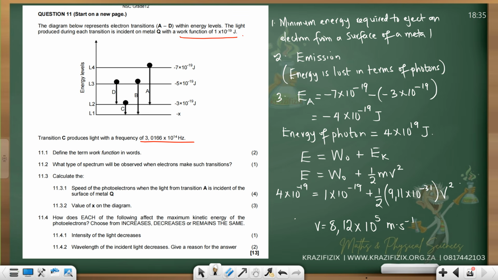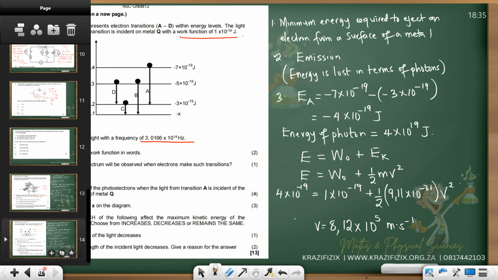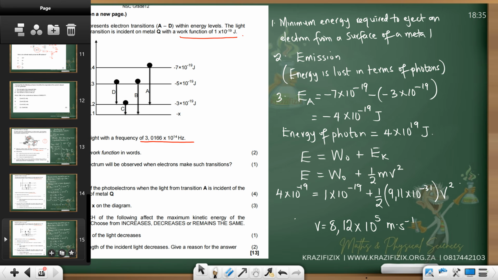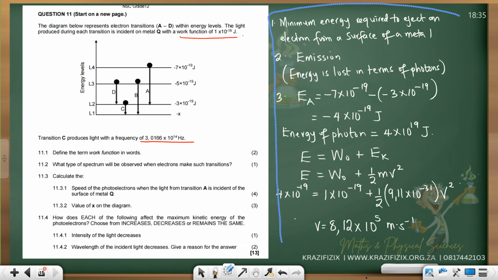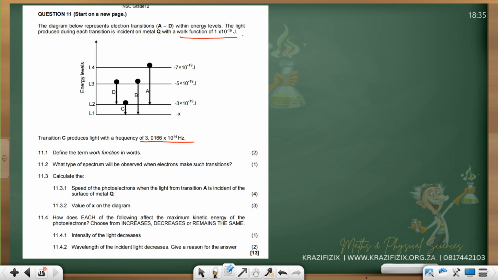753. Oh, no, they told us transition C. Oh, Transition C produces a frequency. So we know the frequency of C. Let's see, will that help us? I think that should help us, right? Yep. Transition C. We know the frequency. What are we looking for? We're looking for X. Okay, hold on.